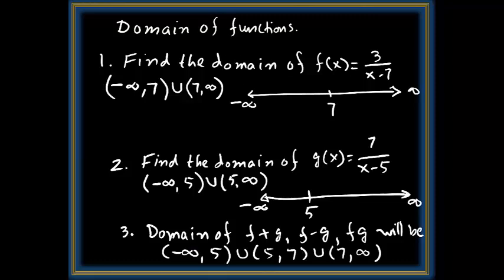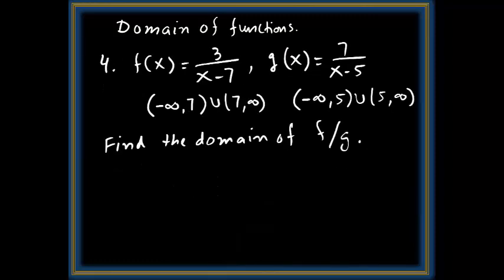We'll take example 4. We have f of x is 3 over x minus 7. The domain is negative infinity to 7 and then 7 to infinity. g of x is 7 over x minus 5. So the domain is negative infinity to 5 and 5 to infinity. And remember, the common domain is negative infinity to 5, then 5 to 7, and then 7 to infinity. You have seen in the previous example.